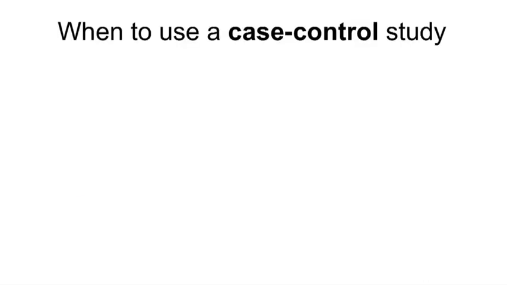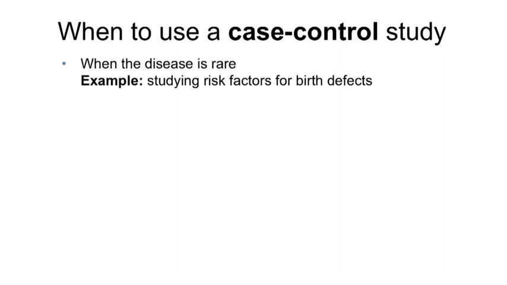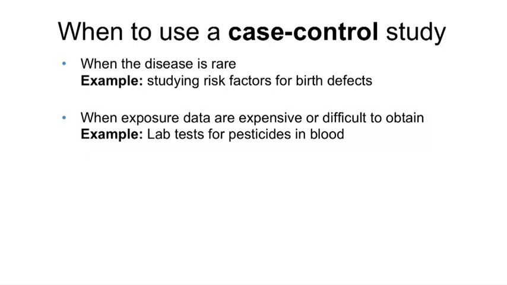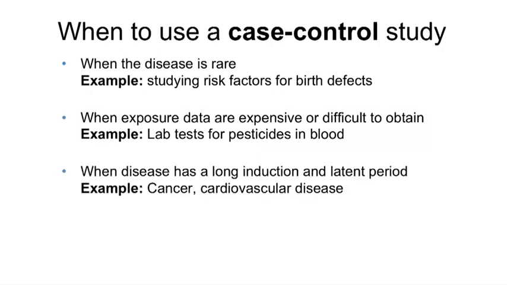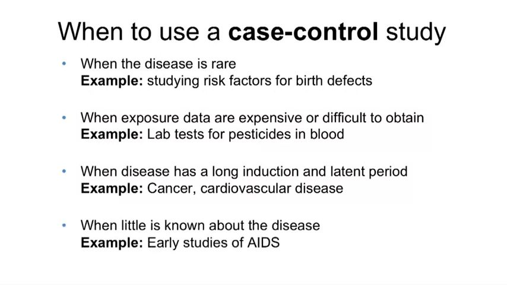Let's review when it is best to use a case control study. Case control studies are best when the disease is rare, for example, studying risk factors for birth defects, or when exposure data are expensive or difficult to obtain, like our example with the pesticides, so the lab tests for the pesticides in the blood. Case control studies are also useful when the disease has a long induction and latent period, for example, cancer or cardiovascular disease. And lastly, these are useful for when little is known about the disease. For example, the studies of AIDS early when the AIDS epidemic began.